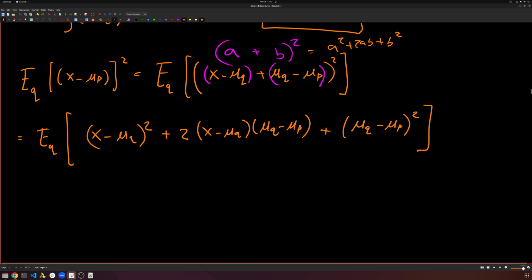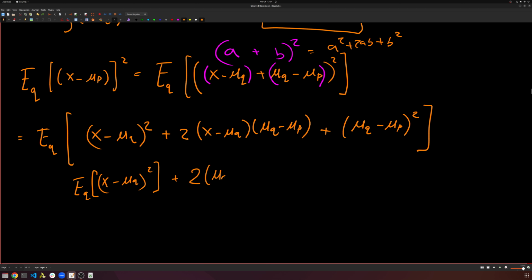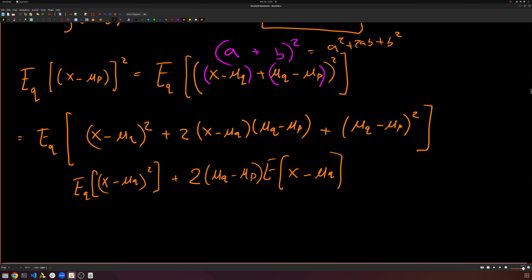So just like before, this is going to be the expected value over Q of X minus mu Q squared. Just like before, this is going to end up being our variance, so we'll write that in a bit. Plus, we now have 2 and mu Q minus mu P, which are both constants, so we can pull those out. But X is not a constant, so it's going to be the expectation of X minus mu Q. And then finally, we're going to have the expectation of this last term, but mu Q and mu P are both constants, so there's really nothing to do. So we're just going to write mu Q minus mu P squared.